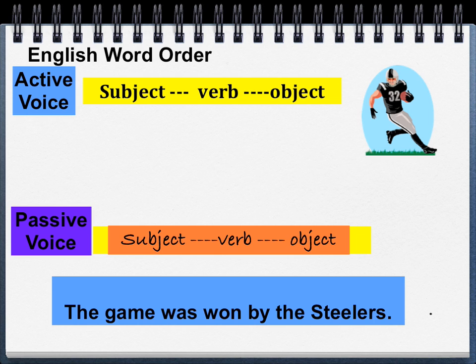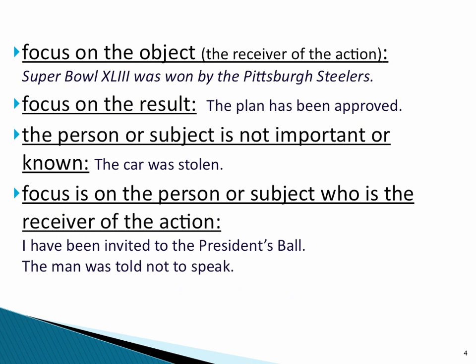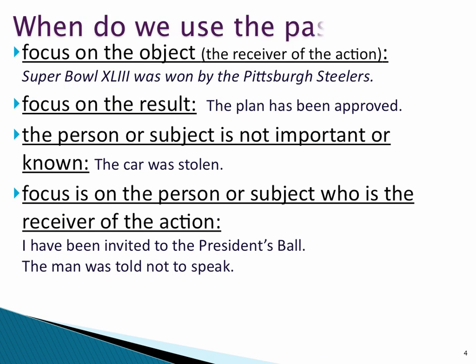Now, there's no reason to start saying everything in the passive voice. Although English is really flexible with its passive voice, there are some specific times when we use it. Number 1, focus on the object, the receiver of the action. Which Super Bowl did the Steelers win? Super Bowl 43 was won by the Steelers. Number 2, focus on the result. The plan has been approved.